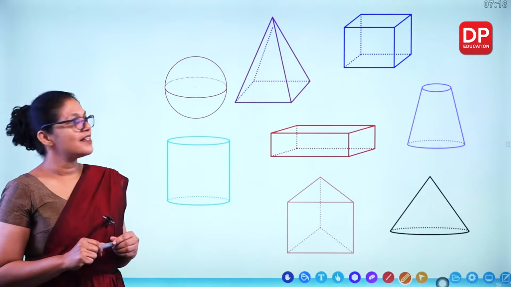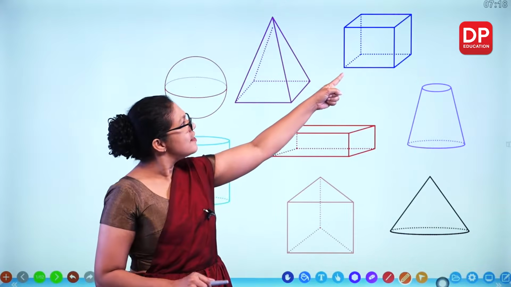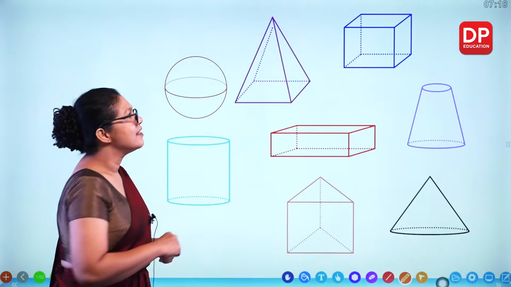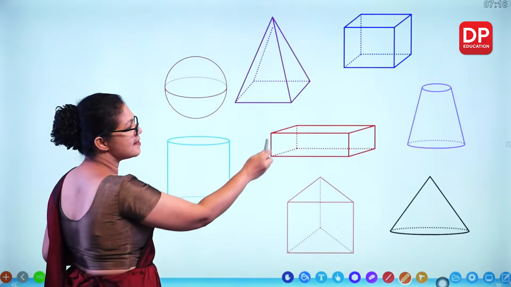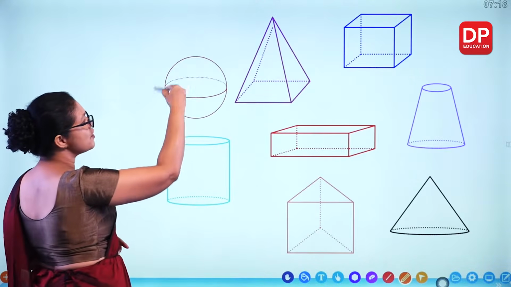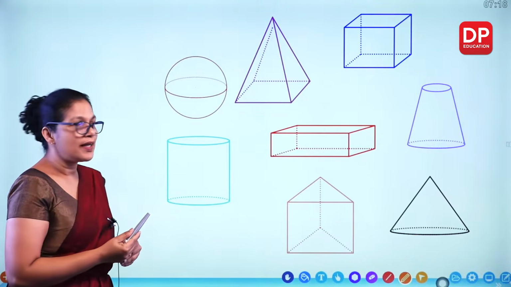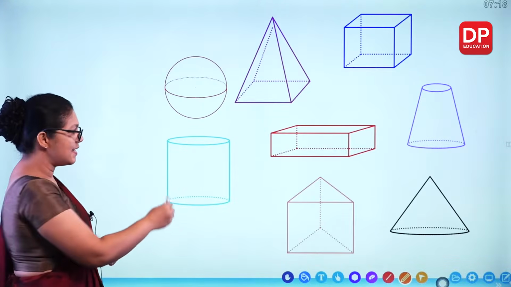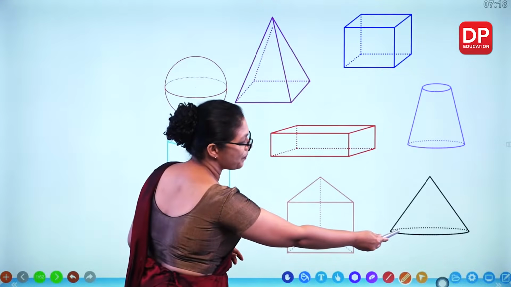What are these? These are solids. What about this shape? You know already, this is like a die, a cube. This one? This is like a brick, a cuboid. What about this one? A ball. This is a sphere in mathematics. This is like a biscuit tin. That's a cylinder. What about this one? A cone.